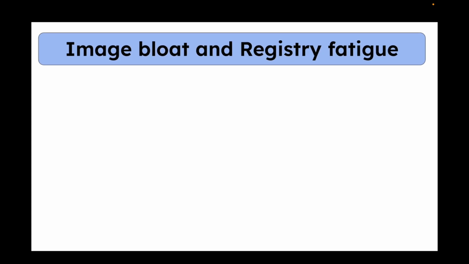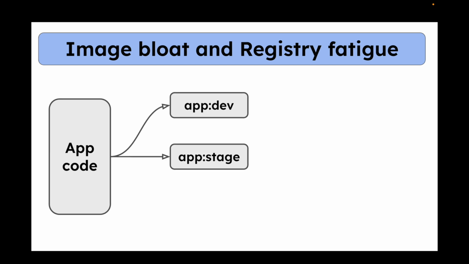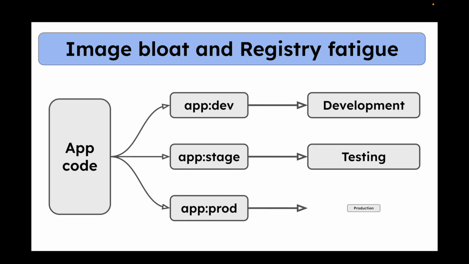The first is image bloat and registry fatigue. You are forced to maintain different container images for different environments, even though the underlying compiled code is exactly identical. So you'll have an image for a dev environment, an image for stage environment, an image for prod environment, and all of these images will have the same exact identical compiled code.